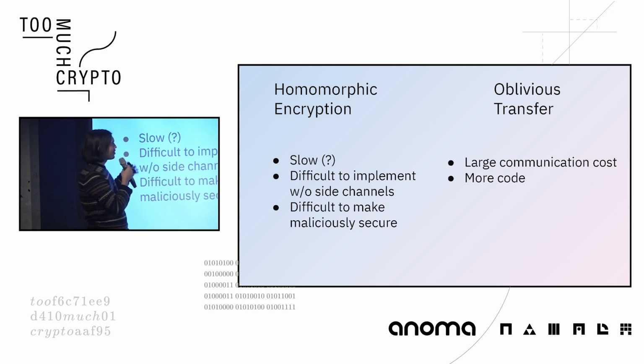But here are the important things to know if you're evaluating these things. So homomorphic encryption on the left, I put "slow?" with a question mark, because the way people do it in practice is using something called Paillier, and Paillier is like RSA, but worse. It's kind of slow, and it's kind of hard to implement in constant time.